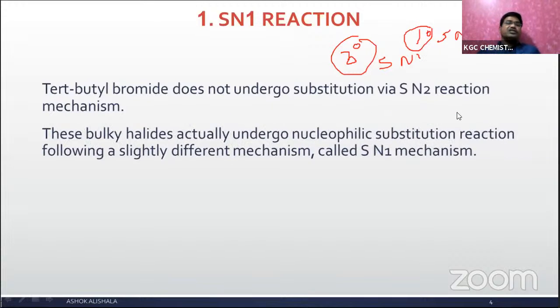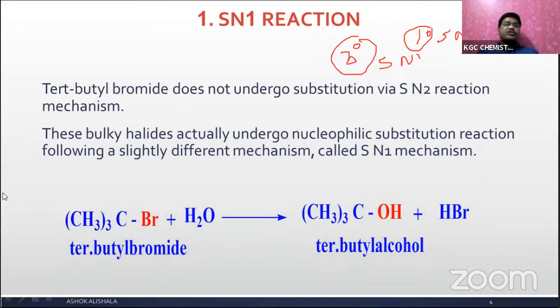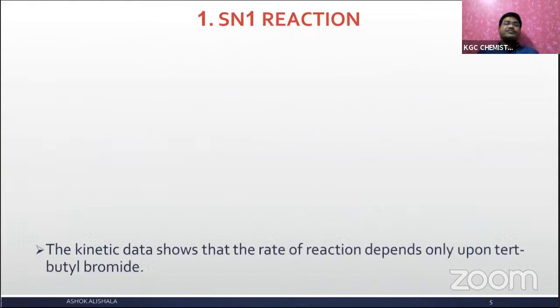Then what happens actually? These bulky halides undergo nucleophilic substitution reaction following a slightly different mechanism, that is called SN1. This is the tertiary butyl bromide. During hydrolysis, it will give tertiary butyl alcohol. This is not undergone by the SN2 reaction. This undergoes the SN1 reaction. Let us see what this is.